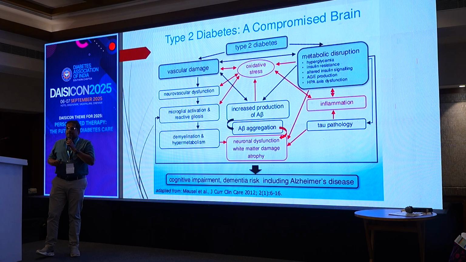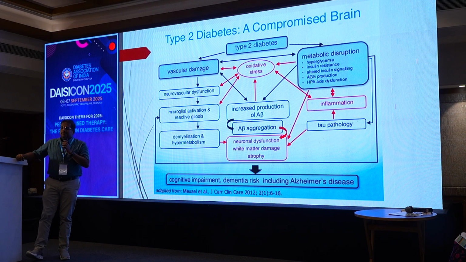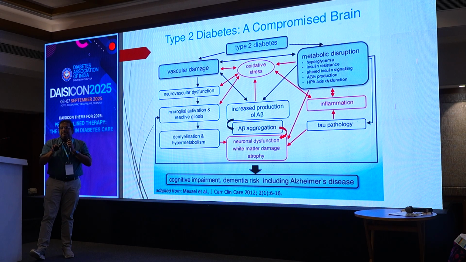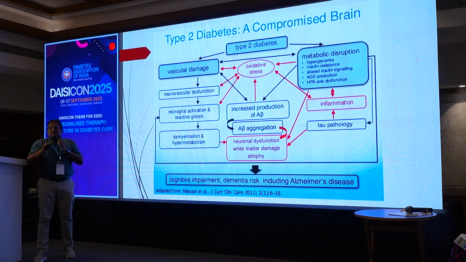So type 2 diabetes itself causes a compromised brain. By causing vascular damage and metabolic disruption, it induces oxidative stress, thereby damaging the neurons, causing neuronal dysfunction, white matter damage and atrophy, which finally leads to cognitive impairment and the risk of developing dementia, including Alzheimer's disease. So this flow chart clearly explains every possible mechanism involved in the pathogenesis of diabetes leading to dementia.